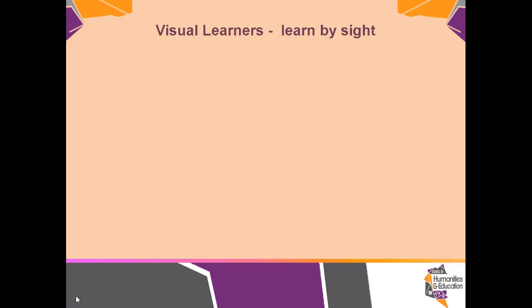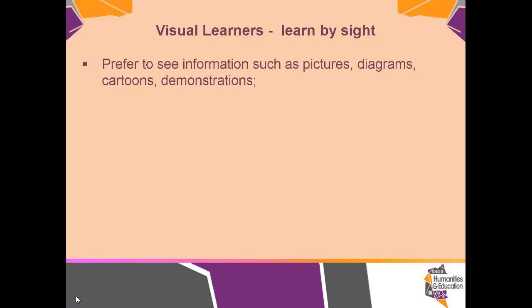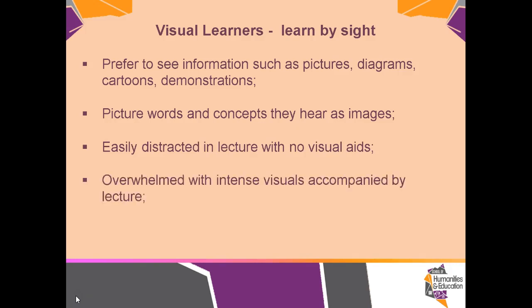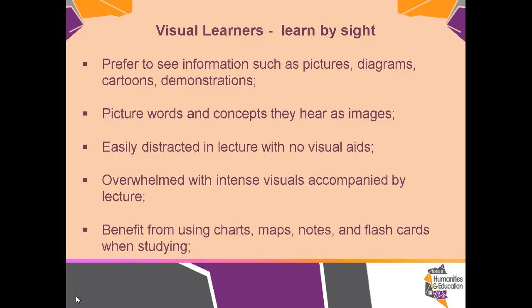We're talking about visual learners, the way they learn by sight. They prefer to see information such as pictures, diagrams, cartoons, demonstrations, and so on. The picture, words, and concepts they hear as images. They are easily distracted in lecture with no visual aids. They are overwhelmed with intense visual accompanied by lecture. And of course, they benefit from using charts, maps, notes, and flashcards when studying, so that they are visual. They want to see things here.